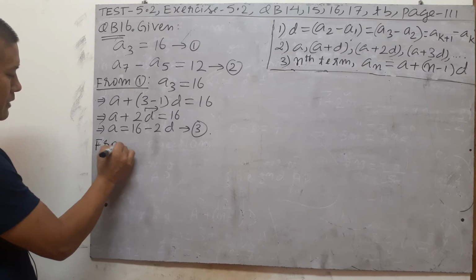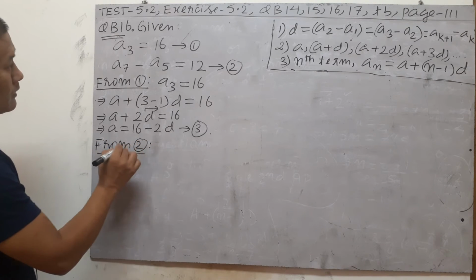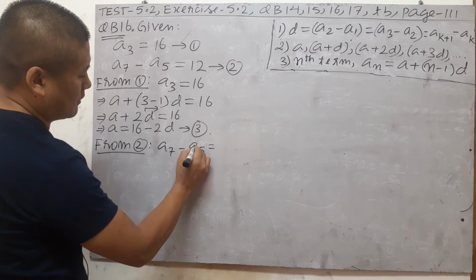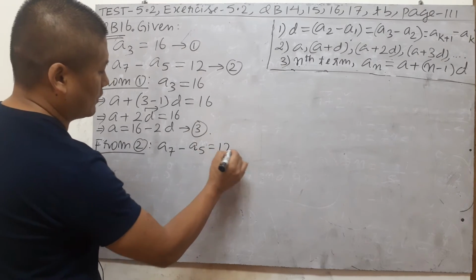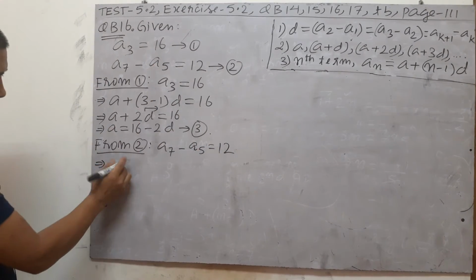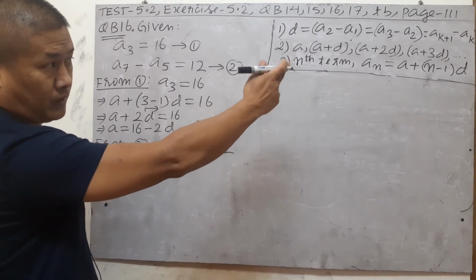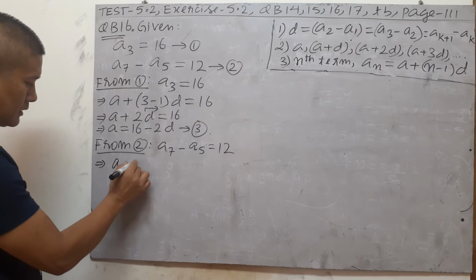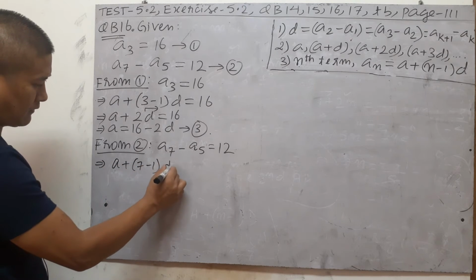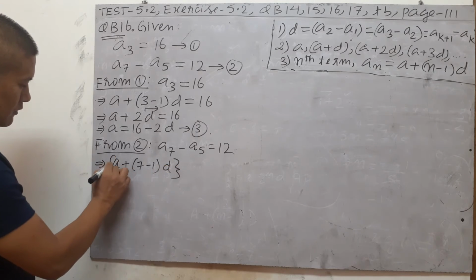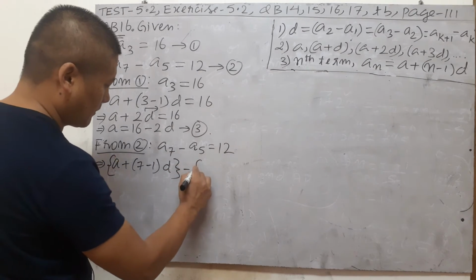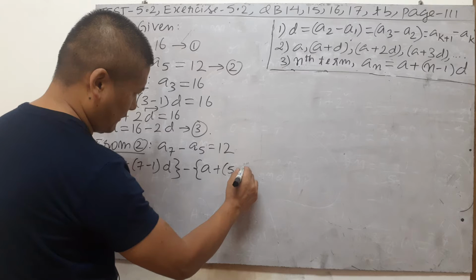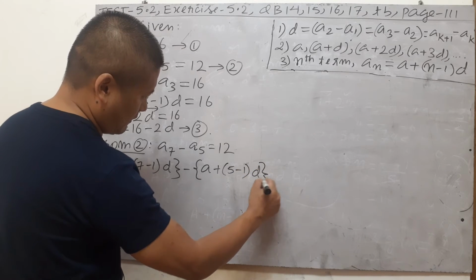Then likewise, from equation number 2, A seventh value minus A fifth value is equal to 12. That's what the question gave us in equation 2. Applying this formula AN equals A plus N minus 1 into D, the same formula applied here: A7 is A plus 7 minus 1 into D, and you cover it in a bracket to separate this minus, and then another bracket. A5 will be A plus, this time N is 5, 5 minus 1 into D, equal to 12.